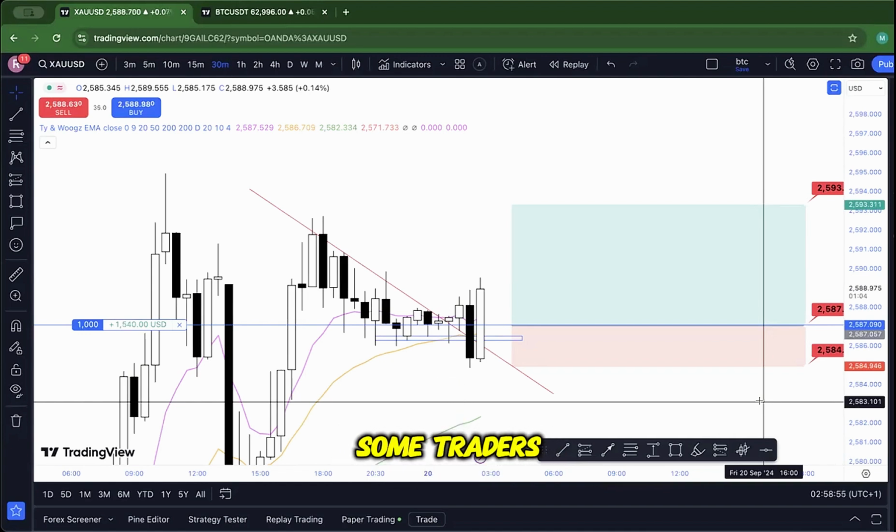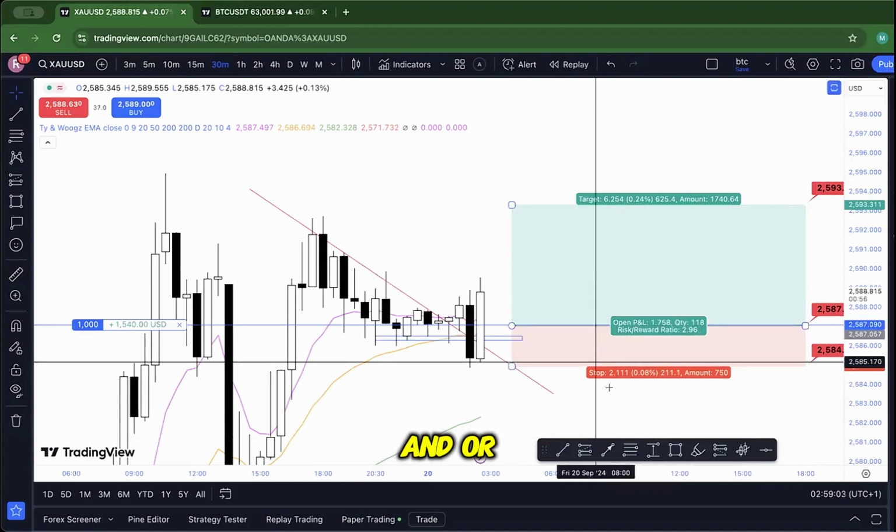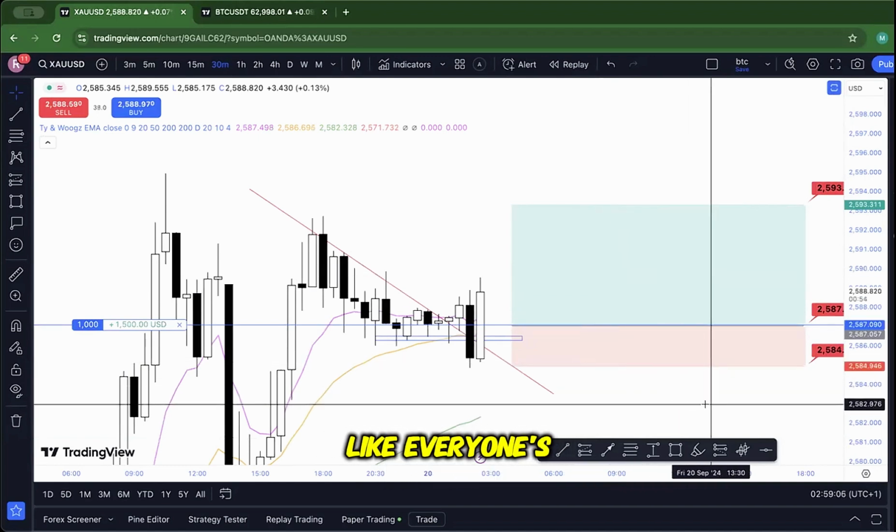Some traders can't swing trade because they don't have the patience for it, or it's just like everyone's different. So you might find yourself a better scalper. Like you want to go in, catch the trade, 5 minutes, get out, and be done for the day. Or you just want to put in your trade and leave the charts alone for a couple hours and come back. But you have to find what type of trading works for you.